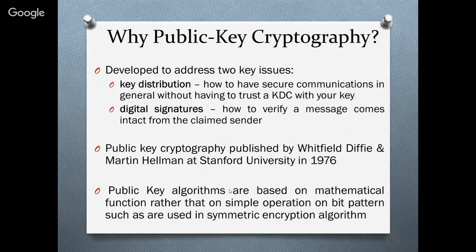Public key cryptography was published by Whitfield Diffie and Martin Hellman at Stanford University in the year 1976. It was first proposed by Diffie and Hellman, and it is based on mathematical functions rather than simple basic operations on bit patterns, such as we use in symmetric encryption algorithms. So the operation also differs totally here. We are using mathematical operations, not simple bit pattern operations.